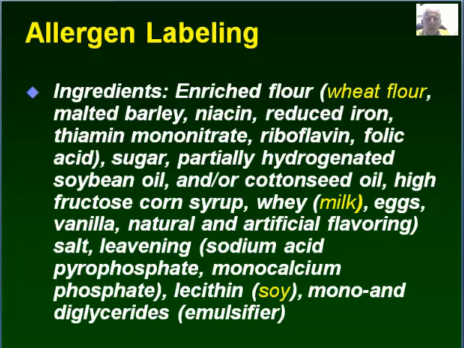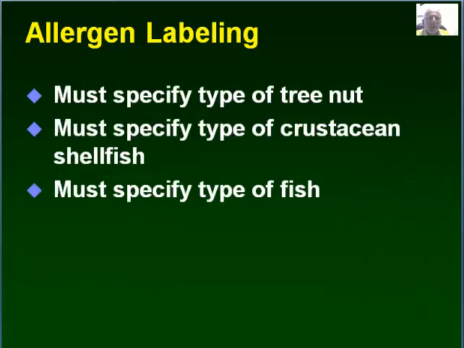Lecithin typically comes from soy, although it can also be isolated from egg yolk. So if the lecithin is coming from soy, it would say in parentheses soy. If that lecithin is coming from egg yolk, it would say egg, because again, egg is one of the 8 most common food allergens. It must specify the type of tree nut.